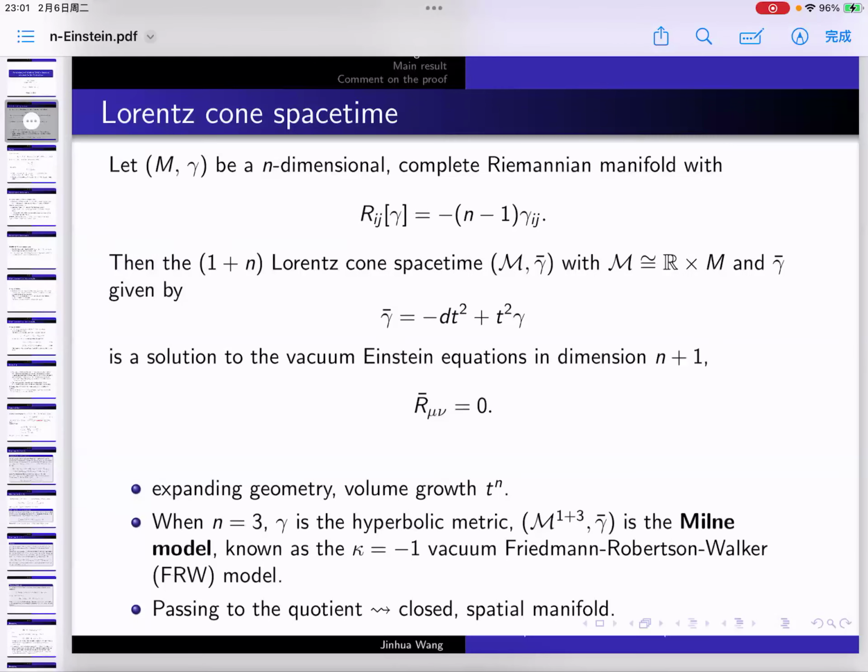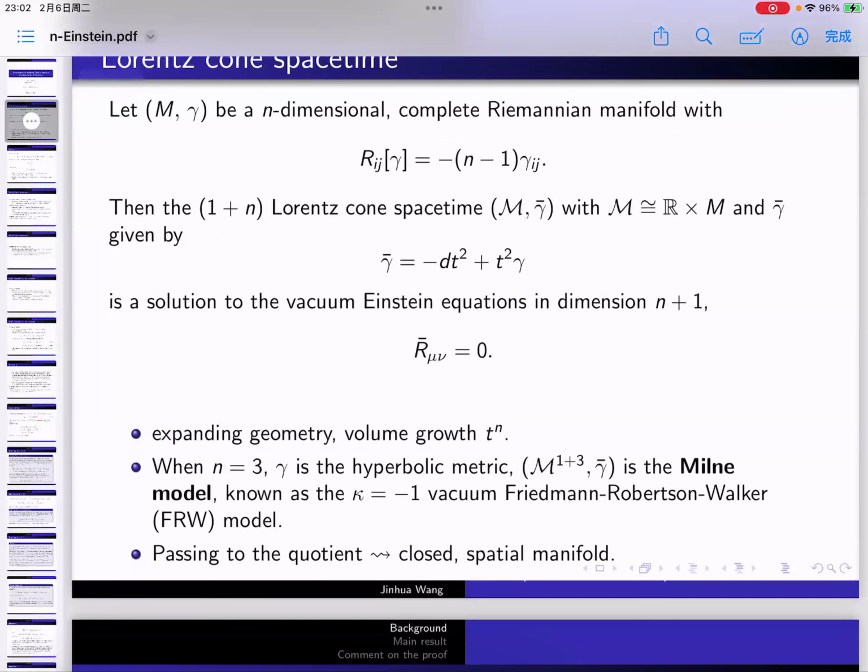Start with the Lorentz cone spacetime. If this (M, gamma) is an n-dimensional complete Riemannian manifold, actually an Einstein metric with negative constant, then the 1+n Lorentz cone spacetime, this curly M with gamma bar, is a solution to the vacuum Einstein equation in 1+n dimension.